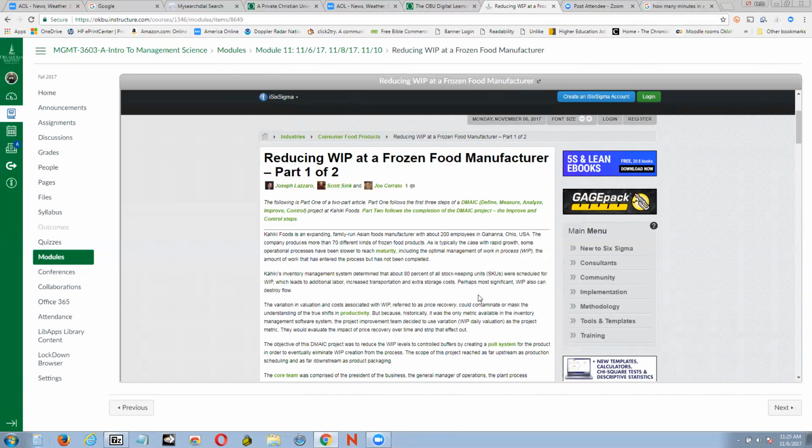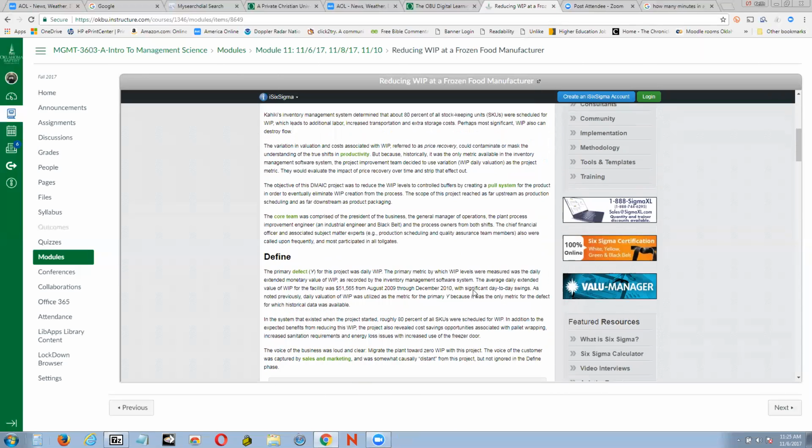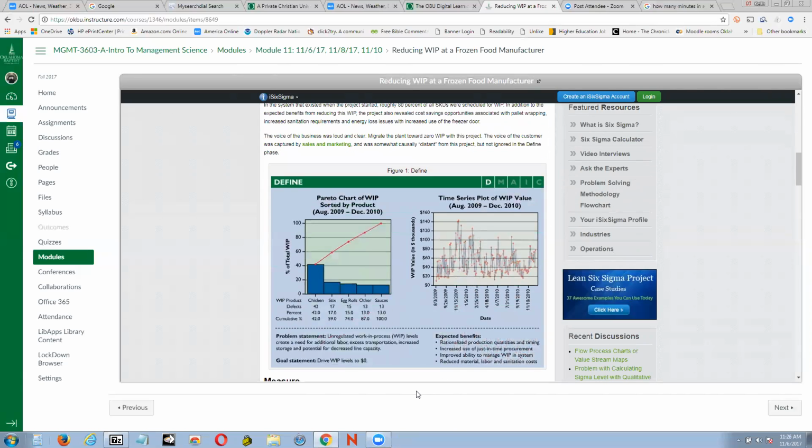And they walk you through the process of how they have used these techniques to get that down and to get a true shift in productivity. It's a case study, and they utilize a Pareto chart, which is really nothing more than a cumulative frequency graph reversed. And they show us the total percent of total WIP. And they're talking about running regulated work in process. Either levels create a need for additional labor, excess transportation, etc.